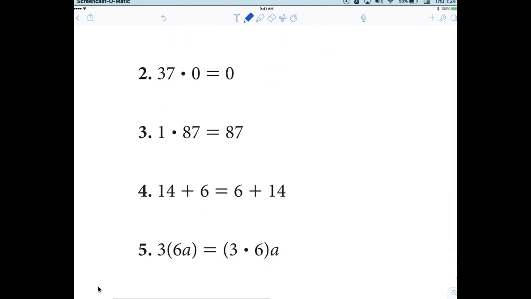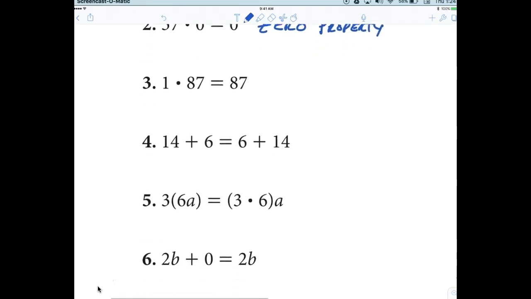All right, number 2. Anytime you multiply by 0, you get what? 0. What property is that? This is the hard one. The zero property. Very good. The zero property. And that just simply says if you multiply by 0, you get what? 0. You get 0. All right.